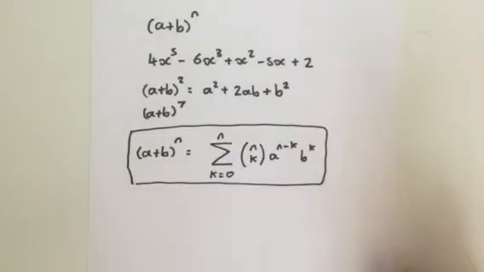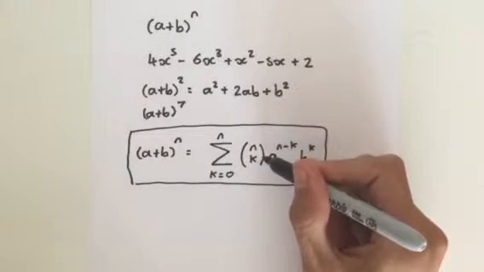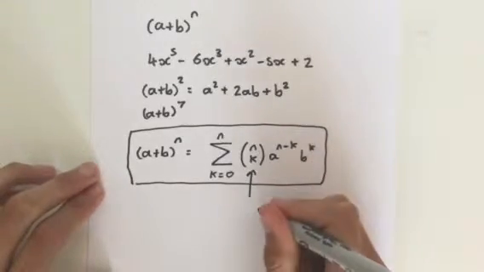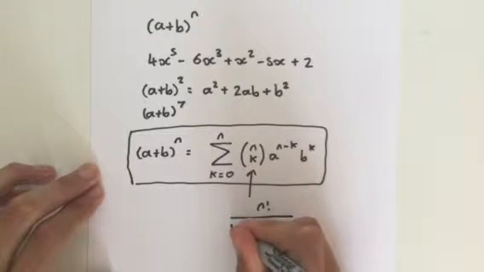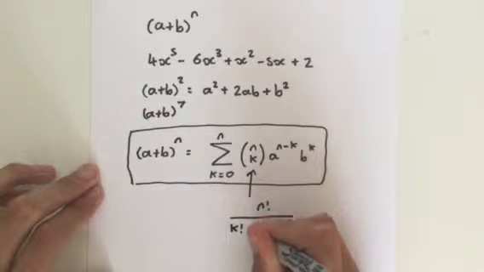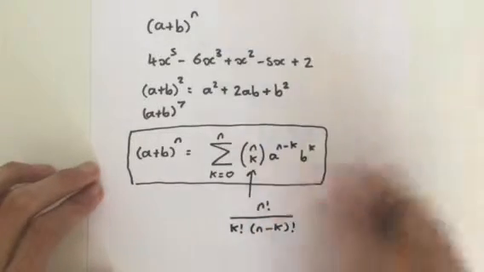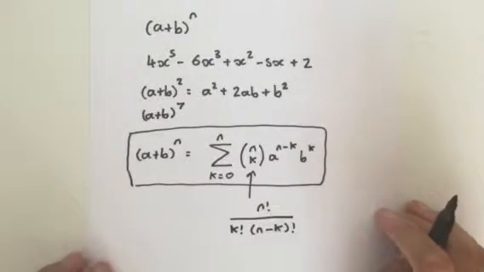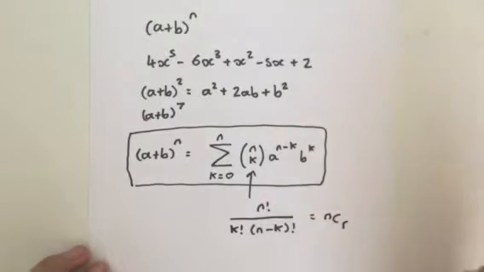Don't worry, I'll explain what this means. This here, n k in brackets, is pronounced n choose k, and this is equal to n factorial divided by k factorial times n minus k factorial. Don't worry, it will make sense in a minute. And n choose k can be written as nCk. Oh, you might have seen that before.